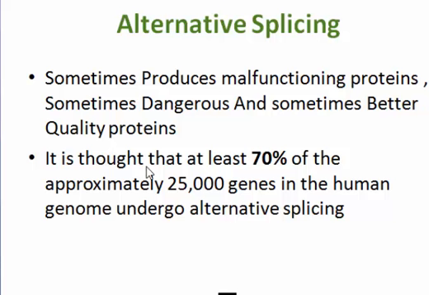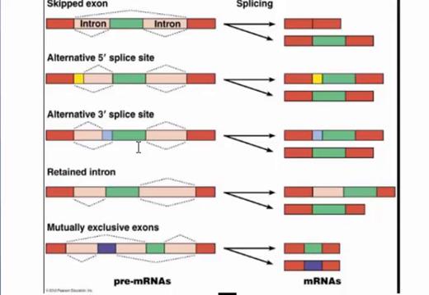But that is very normal, because you know that in the human genome it happens 92% of the time. In the human genome, 92% of the time this occurs in the RNA transcription mechanism. And at least 70% of the approximately 25,000 genes in the human genome undergo alternative splicing. So 25,000 genes of the human genome undergo alternative splicing. So that is very common in our body.